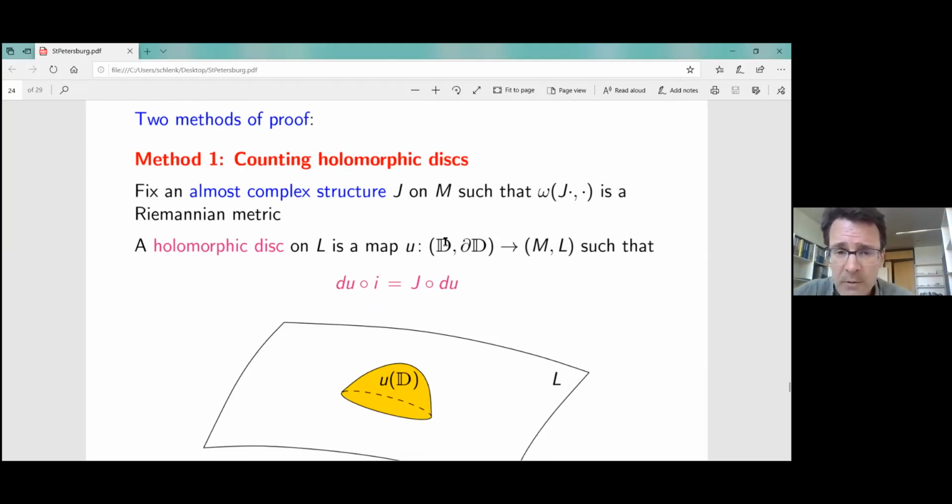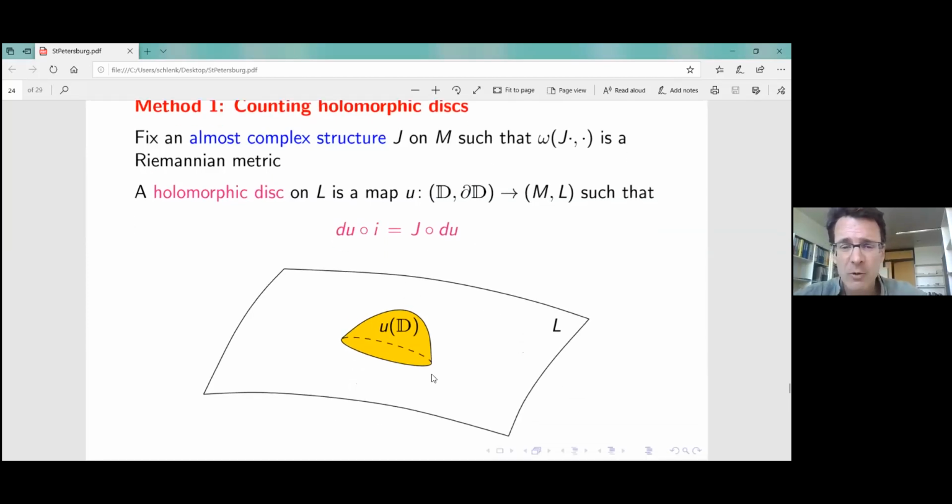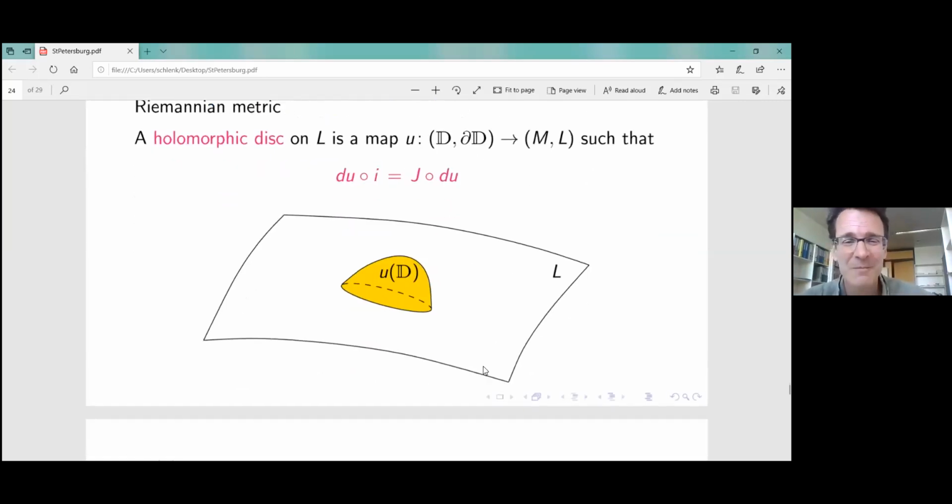You take the usual disk, so this thing is the usual disk of radius 1 in the complex plane, and you map it smoothly to M such that the boundary goes to the Lagrangian, and such that if M were C^n, you are exactly holomorphic, Cauchy-Riemann equation. But you now write it in this almost complex manifold, so you want to satisfy the somewhat generalized Cauchy-Riemann equation, right? And here, this golden thing, it's so precious that I write it golden. This is a picture of such a disk, okay? Lagrangian boundary condition. So now you would like to say, I count these disks, and then I get an invariant.